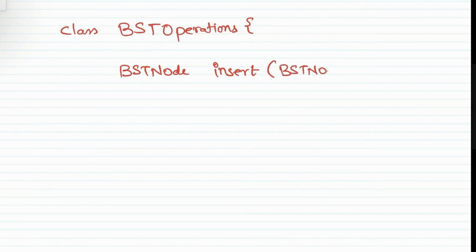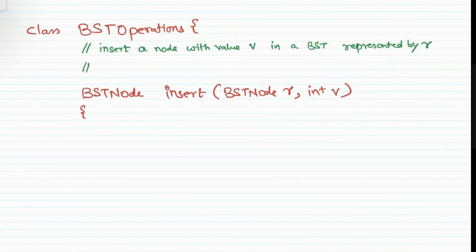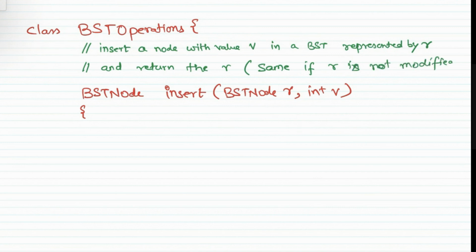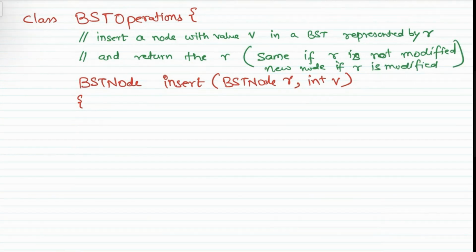I'm going to give you a node root, and I'm going to give you a value v, and return the root. Same r if r is not modified. You will return same r if r is not modified, new node if r is modified. And we will think of all these things recursively so that we build a better intuition of recursion.